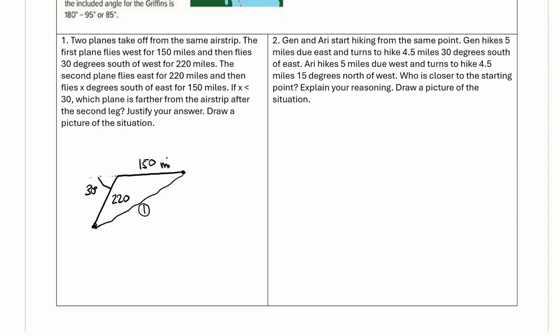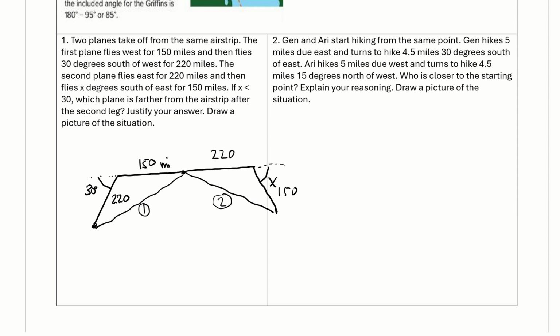Now the second plane flies east for 220 miles, then flies X degrees south of east for 150 miles. So this is east, and we're going some value X, we don't know what it is, south of east, like that for 150 miles. And here's the triangle for that. So this is the second plane.